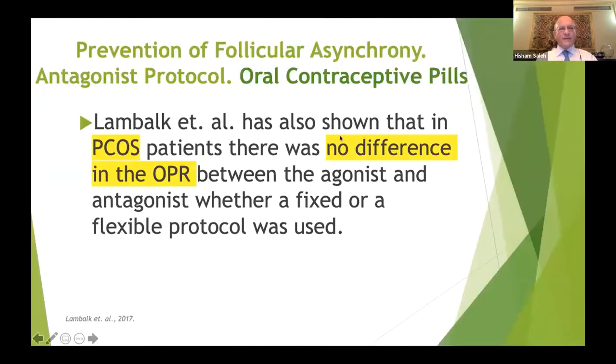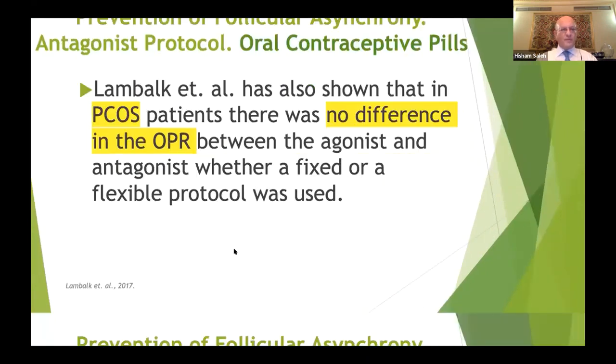Lambalk also has shown that in PCOS patients, there was no difference in the ongoing pregnancy rate between the agonist and the antagonist, whether a fixed or a flexible protocol was used.